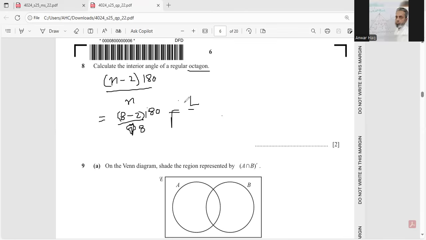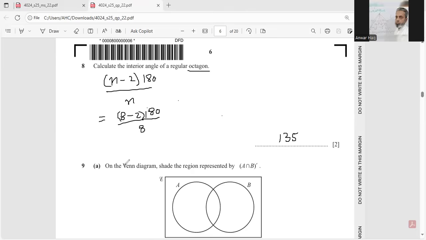By simplification, the answer will be 135. You can use the calculator here.